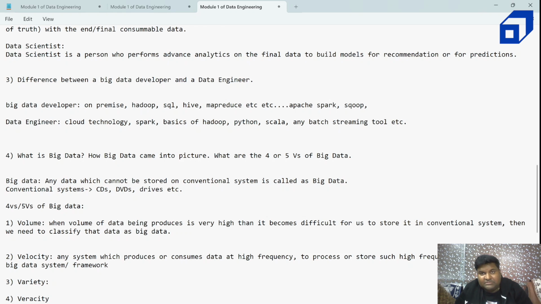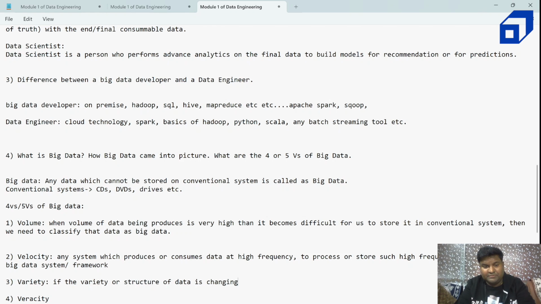Data which is completely unstructured, which I cannot store in a structured format, for example my audio clip, my audio voice message, or any video message, is unstructured data. So data is present in different formats across different areas. I need to bring all this data onto a single common platform and make sure the data is in a consistent format. So if the variety or structure of data is changing, that means that data has to be classified as big data.